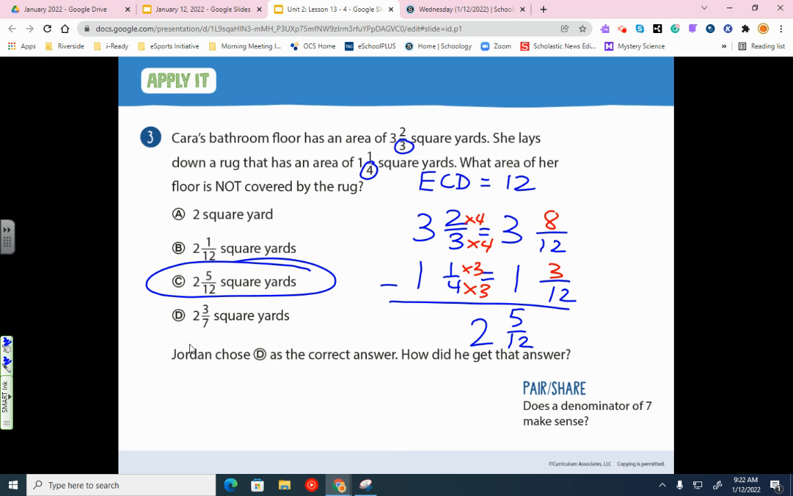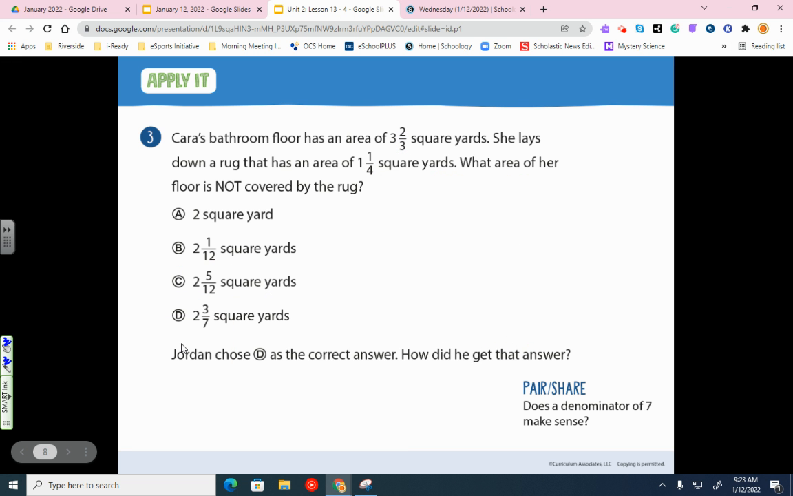Jordan chose D as the correct answer. How did he get that answer? Looking at the problem, what I think happened was he subtracted the whole numbers and then added the numerators and denominators. So he did the subtraction right, but then he added for some reason. So no need to get into that. Just remember, this is your answer. Okay. Go to the next page.